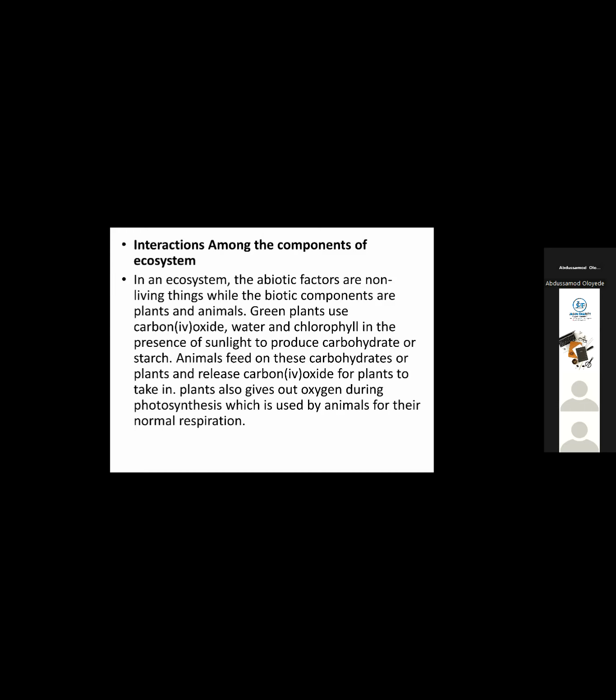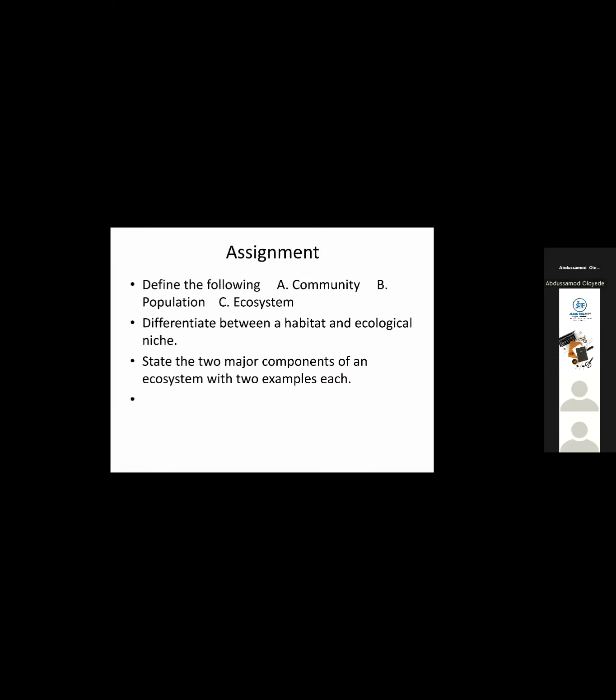The plant needs factors like sunlight, water, and carbon dioxide to survive. In this way, there's an interaction. The plants need abiotic factors to survive, while the biotic factors also need abiotic factors to survive. For example, a dog needs oxygen to survive. The oxygen is the abiotic factor, while the dog is the biotic factor. So in this way, we have an interaction between biotic and abiotic factors.